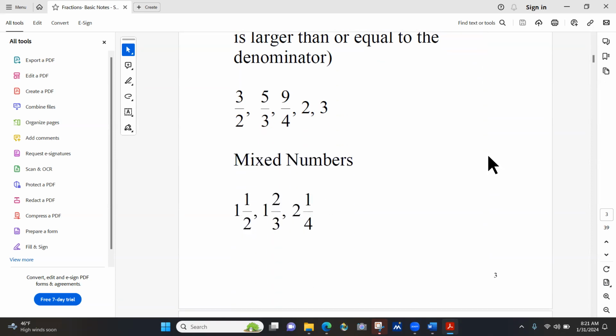What are mixed numbers? Well, mixed numbers are numbers that have a whole number part and a fractional part. The first example you see here is 1 1/2. The second one is 1 2/3. And the third one is 2 1/4.